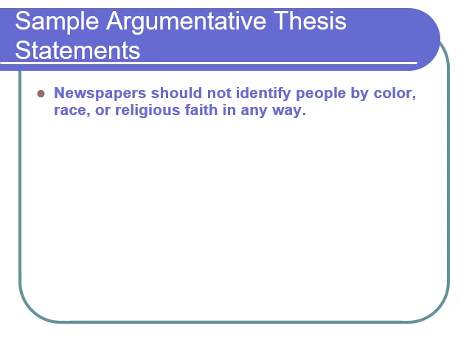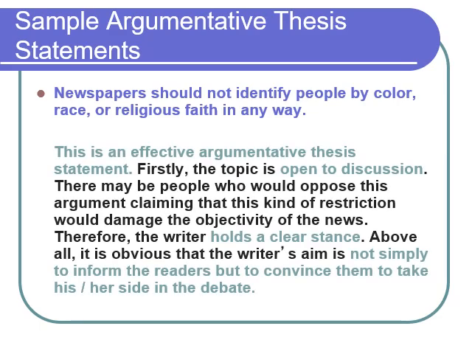So then we have this one: newspapers should not identify people by color, race, or religious faith in any way. Sometimes you may look at a news article and it says a 45-year-old white man or a 36-year-old Latino woman. This thesis statement says that newspapers should not identify people by their color, their race, or their religion in any way.